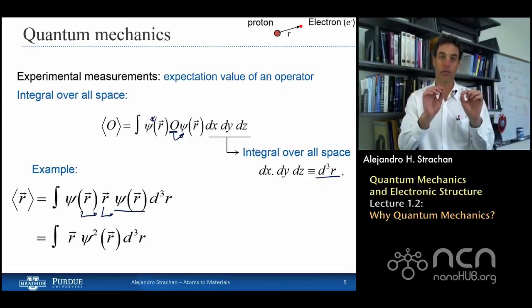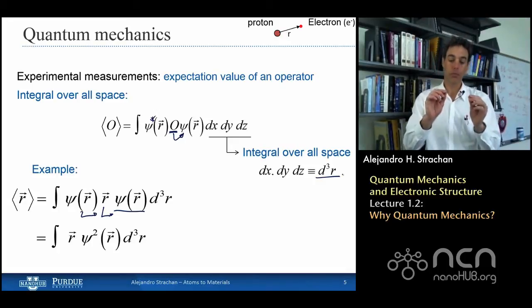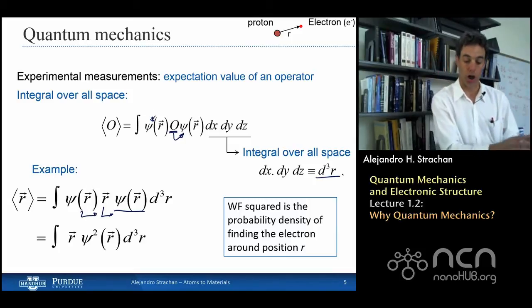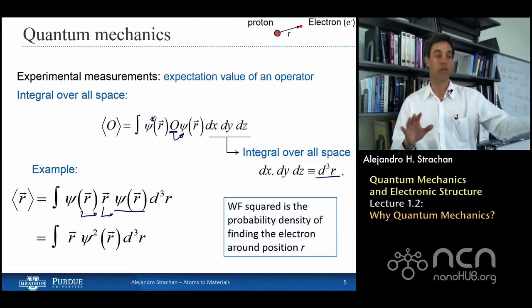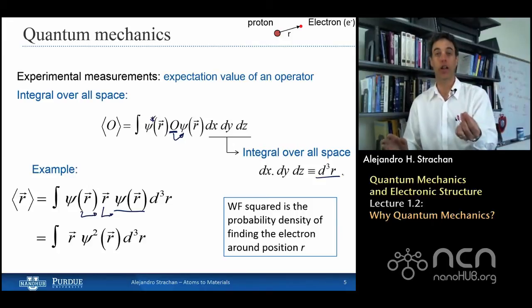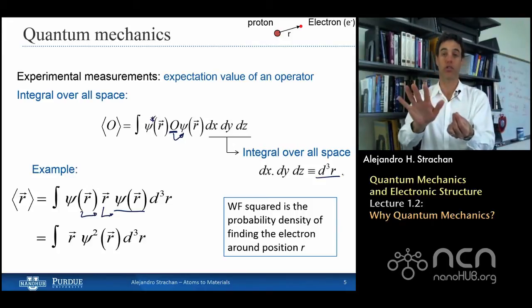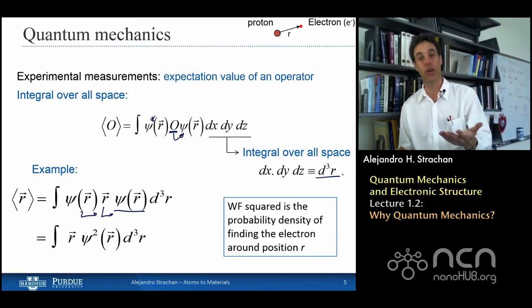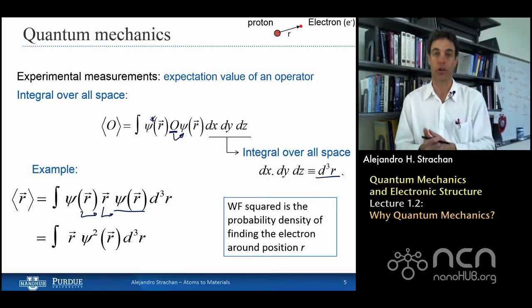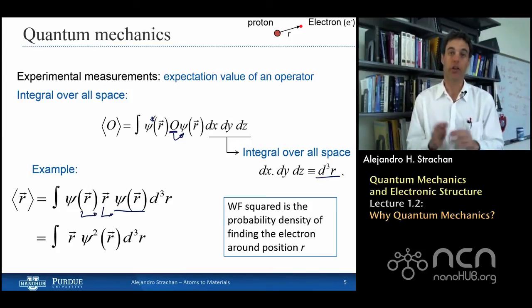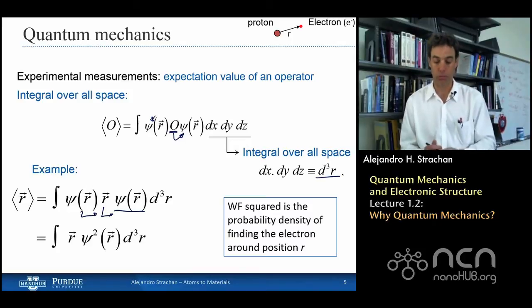squared, okay? And if you remember the definition of probabilities, what you will realize is that the wave function squared is the probability density of finding the electron at position r. What that means is that the average position is a sum over all possible positions of the value of that possible position times the probability of that position actually being the location of the electron, okay? So the wave function squared, this is very important. It gives us an interpretation for the wave function. The wave function squared, which will guarantee that it's positive, is the probability density of finding the electron around position r.